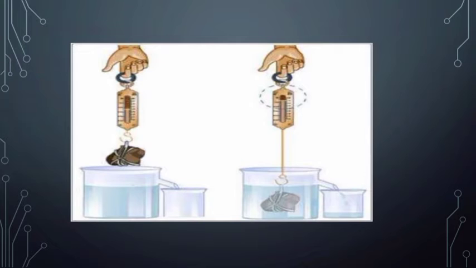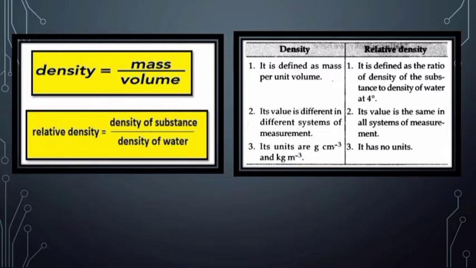Now students, we are in a position to understand relative density. As we all know, density is mass by volume. When we use the word relative, it means comparing. So we compare the density of a substance with the density of water. Here you have the difference between relative density and density. The basic difference is that the unit of density is kg per meter cube or gram per centimeter cube, whereas relative density is a ratio. That's why it has no unit.